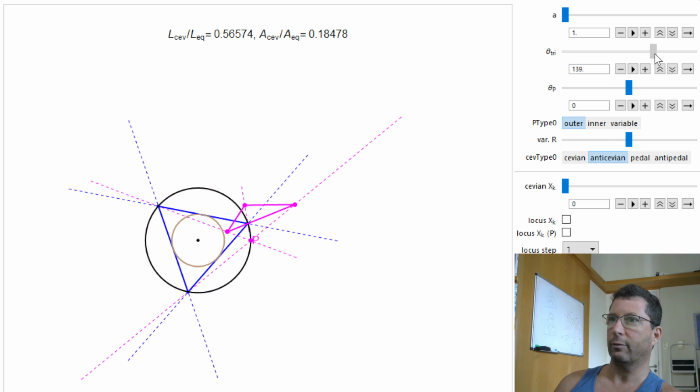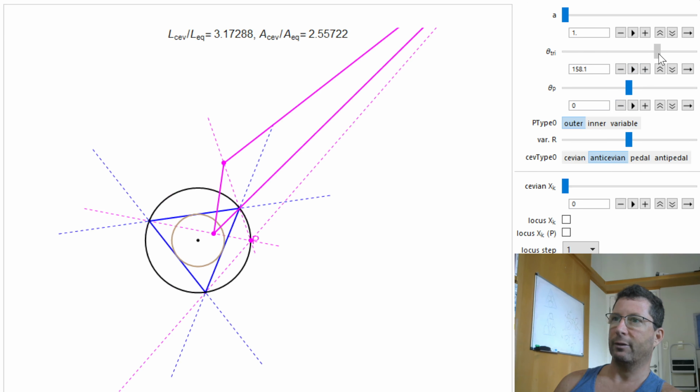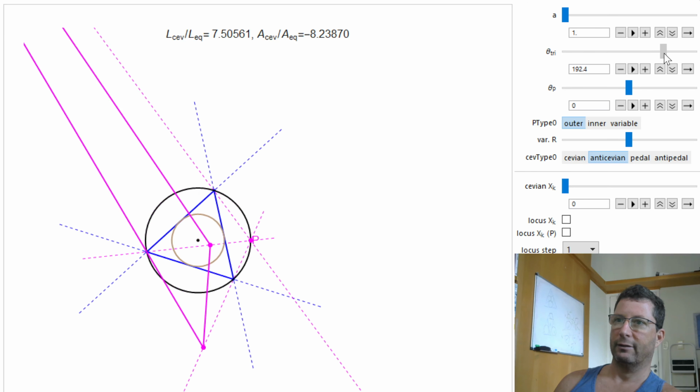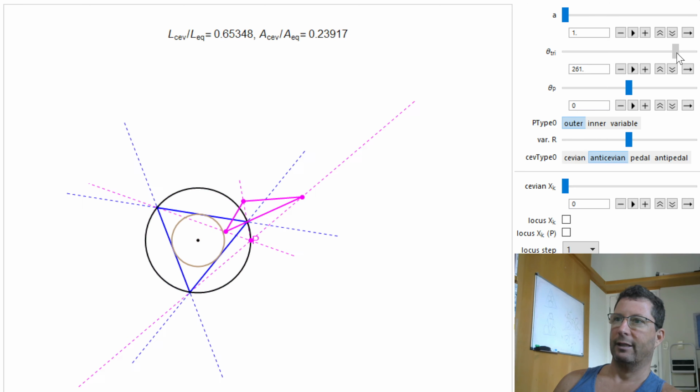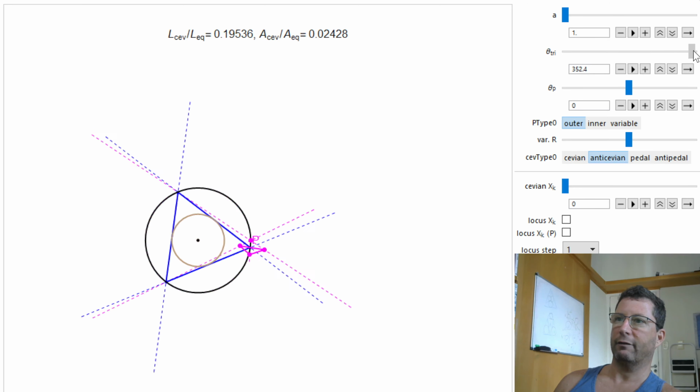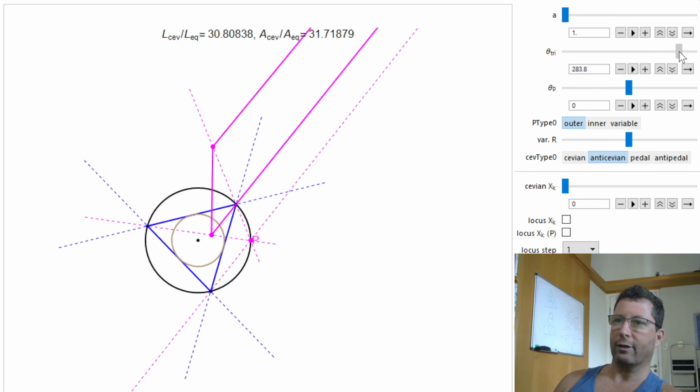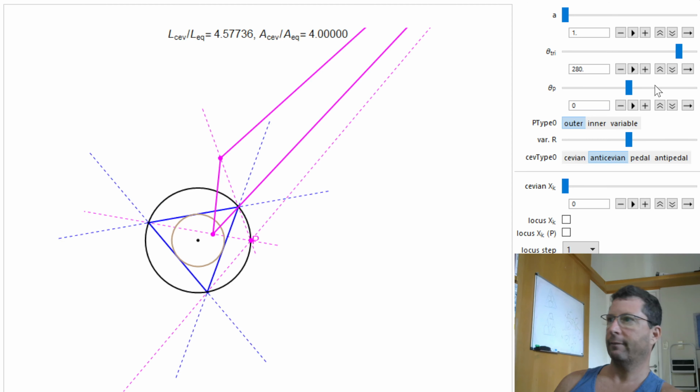So if I go back a little bit, I can see this phenomenon again. Eversion, and then eversion, and then eversion, right? So what is actually triggering this eversion?